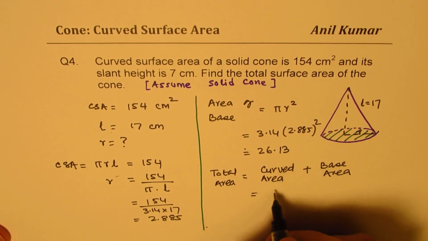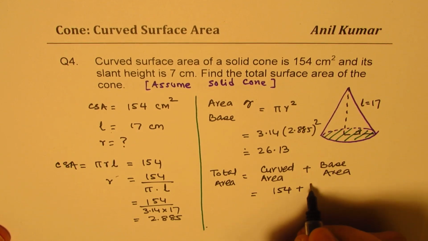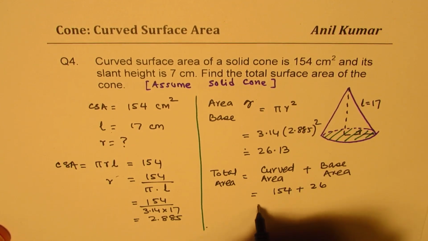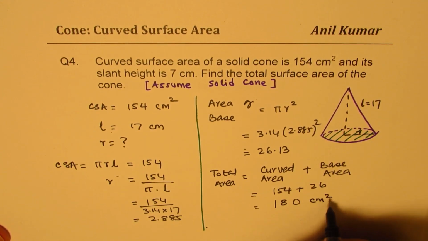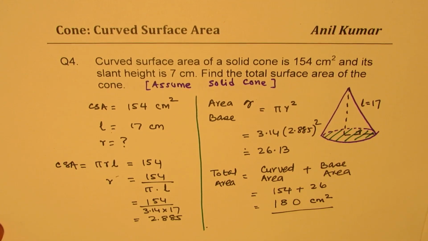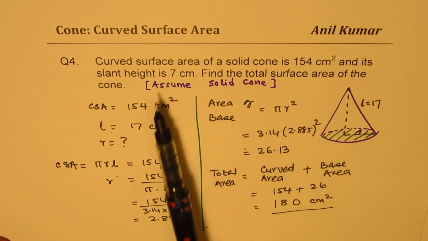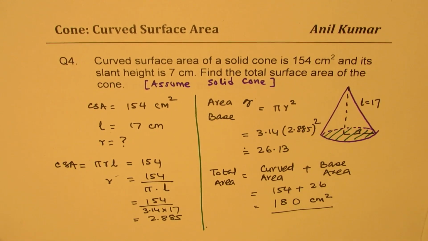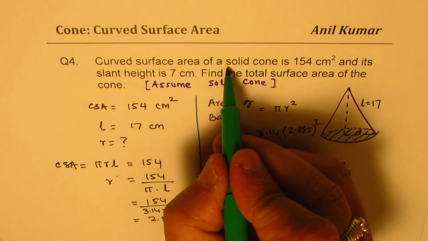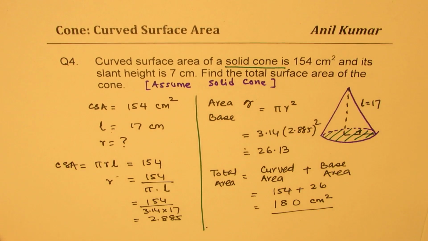So the curved area is given to us as 154, and we'll add 26 to this, correct? So when you add 26, 154 plus 26, we get 180 centimeters square, right? So that is how we are going to solve it. I hope that makes sense. So include that this is a solid cone, right? As mentioned here, solid cone, right?